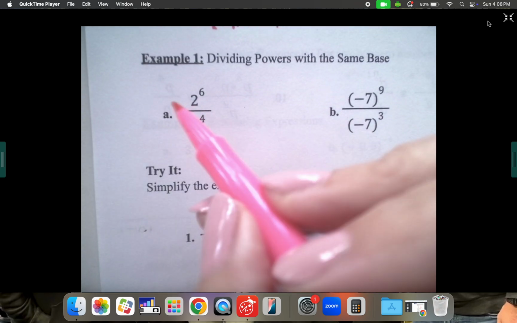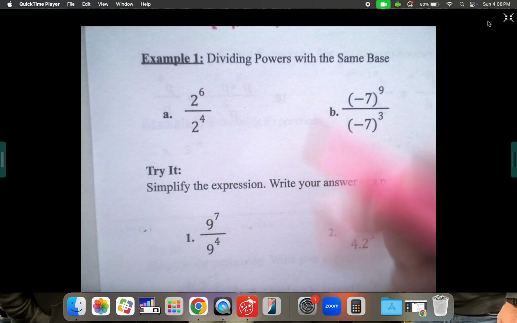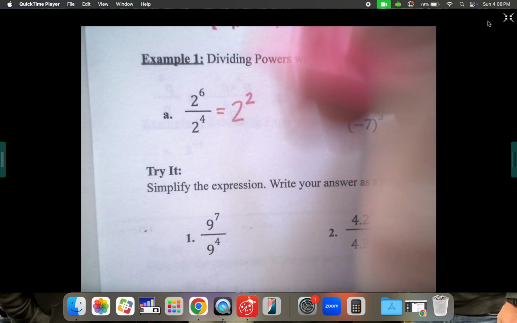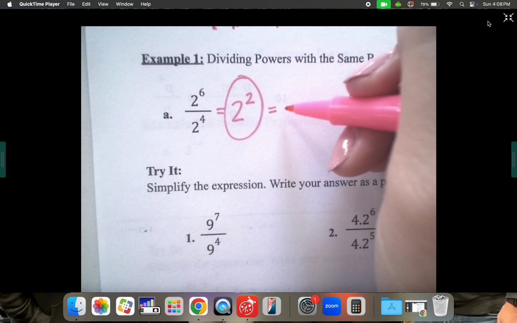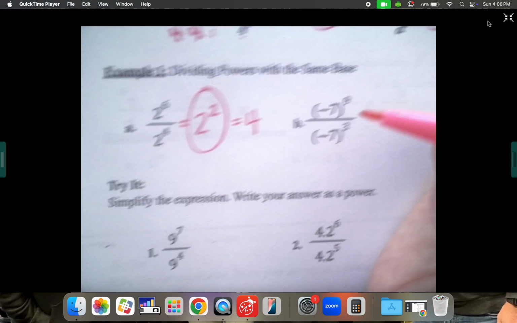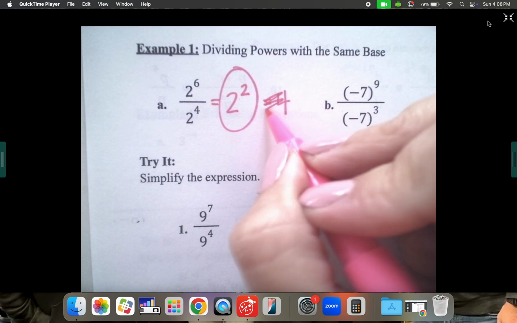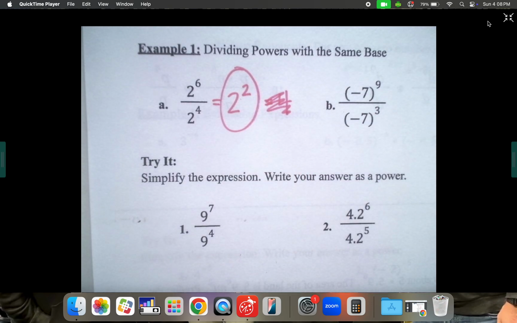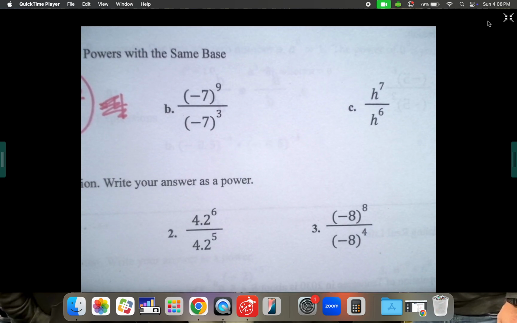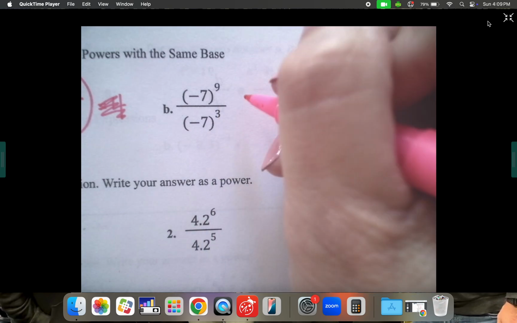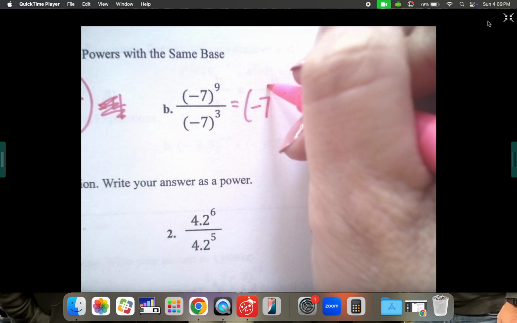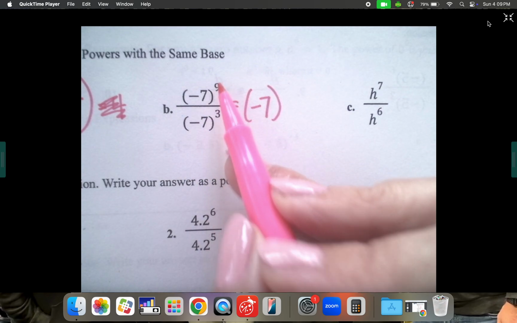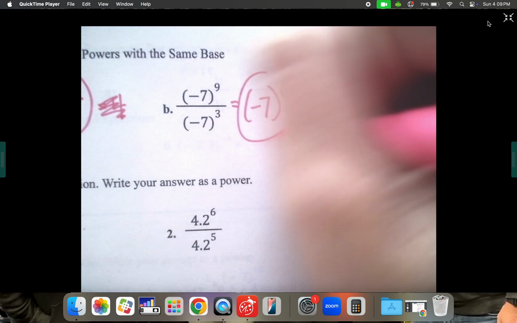Okay, let's try a few of these. 2 to the 6th power divided by 2 to the 4th power would leave 2 to the 2nd power, because again, 6 minus 4 is just 2. That would also be easy to calculate out. 2 to the 2nd power is 4, but I think we're actually just keeping answers with exponents for now. So even though the actual simplified answer is 4, let's keep it with exponents for now. So 2 squared. Negative 7 to the 9th divided by negative 7 to the 3rd. We are going to keep the parentheses, because if they were in parentheses like negatives are, we're going to keep it in parentheses for our answer. And 9 minus 3 is 6.